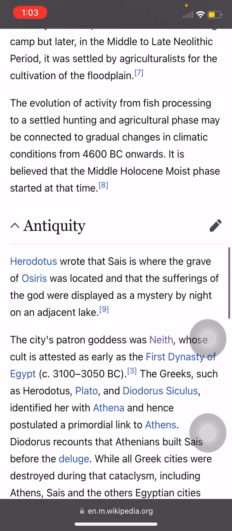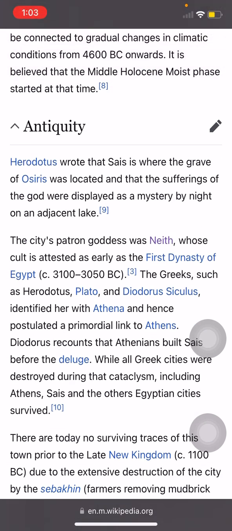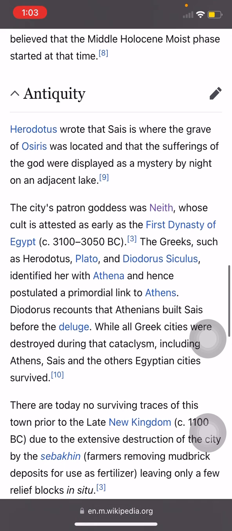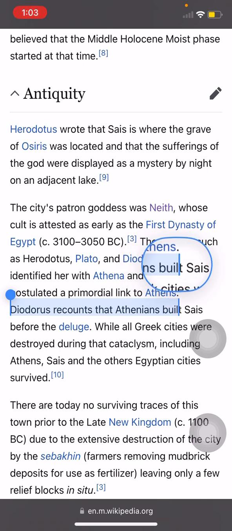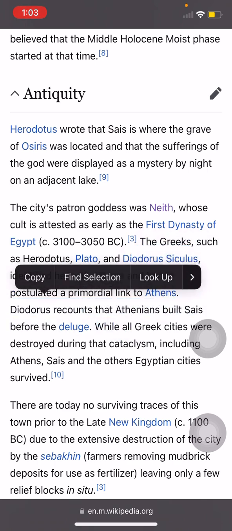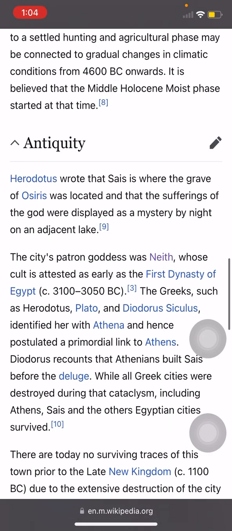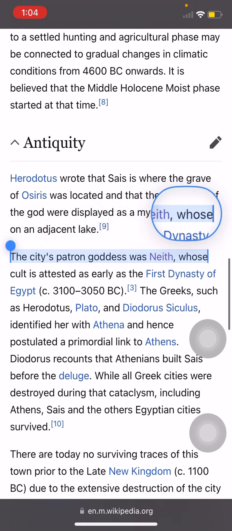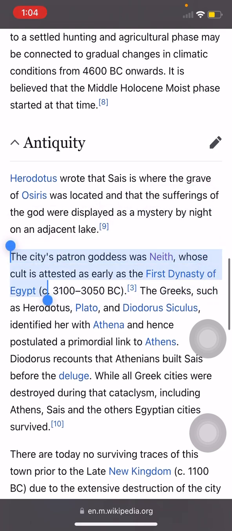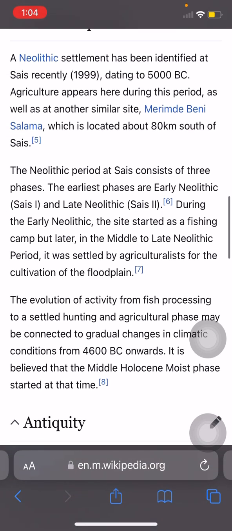Now I know a lot of Aboriginals be claiming Athenians, so let's go right here. Diodorus recounts that Athenians built Sais before the deluge, because we know the deluge goes back right here, look, to the first dynasty of Egypt. And when you're talking about the first dynasty, you're talking about the Sumerians. And you see you got a Sais 1 period and a Sais 2 period.